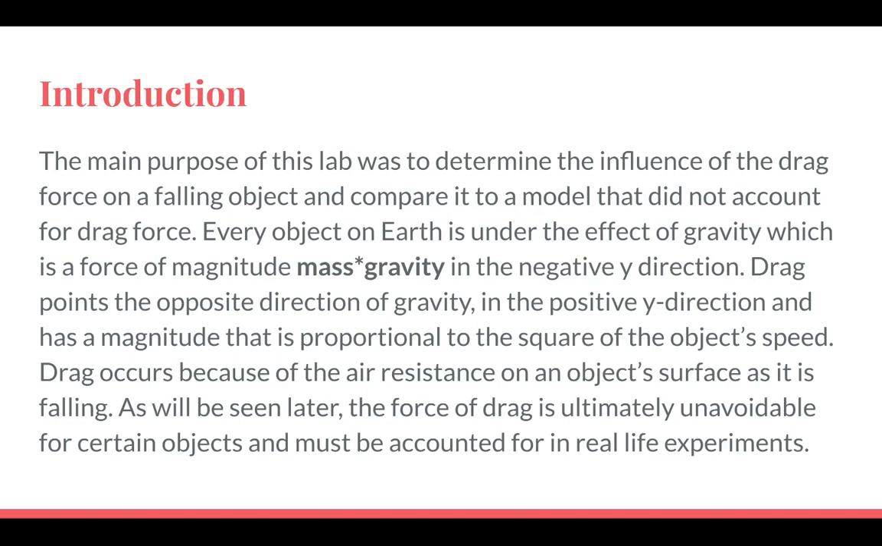Every object on Earth is under the effect of gravity, which is a force of magnitude mass times gravity in the negative y direction. Drag points the opposite direction of gravity, in the positive y direction, and has a magnitude that is proportional to the square of the object's speed. Drag occurs because of the air resistance on an object's surface as it is falling. As will be seen later, the force of drag is ultimately unavoidable for certain objects and must be accounted for in real-life experiments.